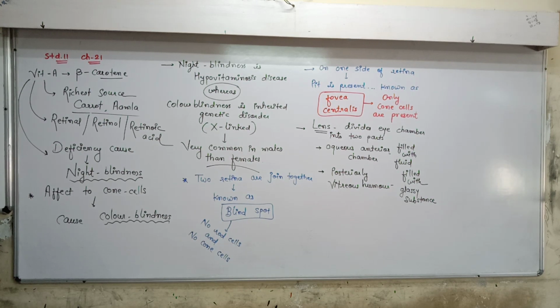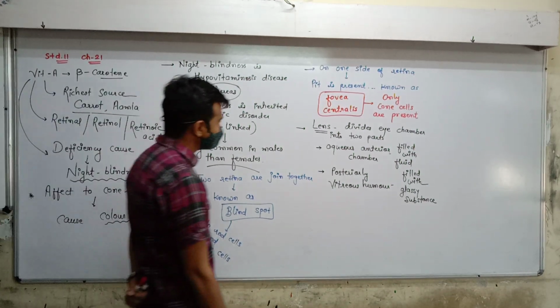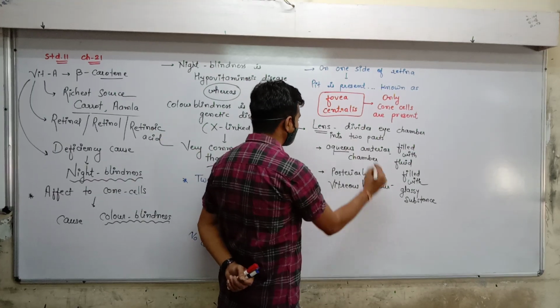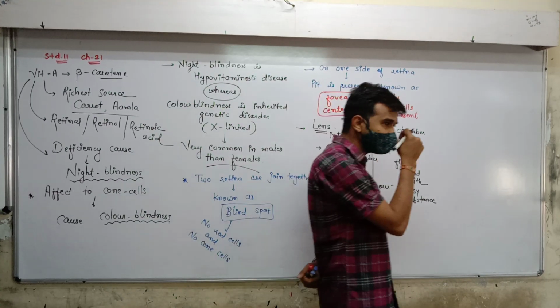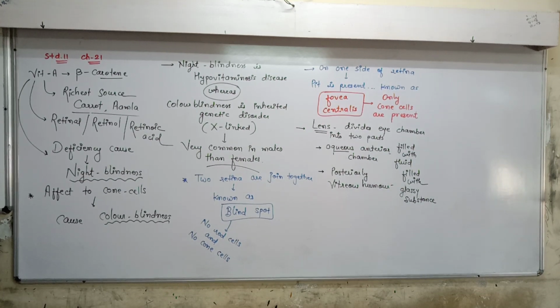But the lens divides the chamber of the eye into two parts. The anterior chamber is also known as aqueous humor. It is filled with fluid. Right? It is filled with fluid.